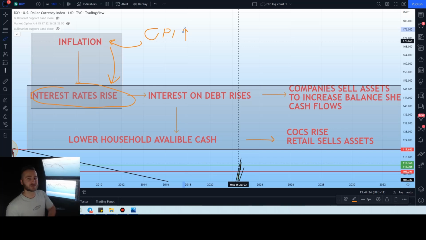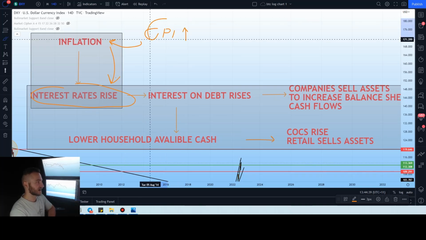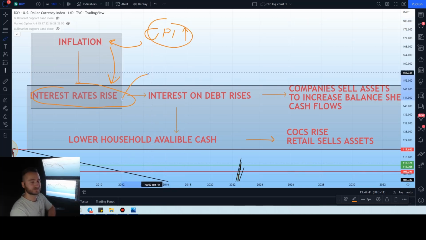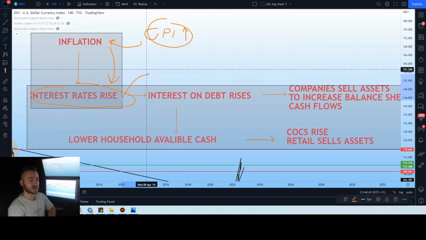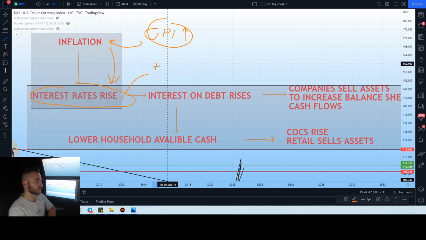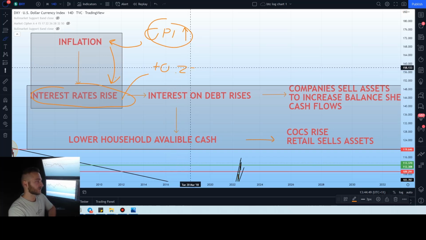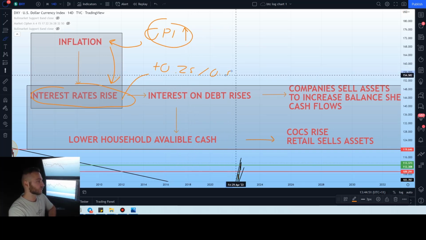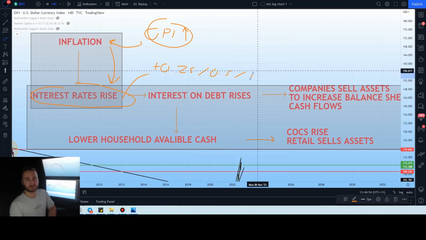And the reason I say temporarily is because no matter what happens with the CPI, interest rates are going to rise. Okay, very important to understand. No matter what happens with CPI, interest rates are going to rise. Whether they're going to rise by 0.25 or 0.5 or 1 or 7.5, doesn't matter. No matter what happens with CPI, interest rates will hike. It's very important to understand that.